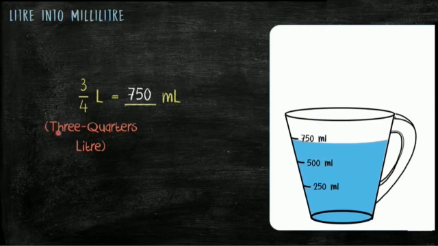Now here it comes for 3/4 liter. 3/4 can also be written as 3 upon 4. 3/4 liter means 750 milliliter.